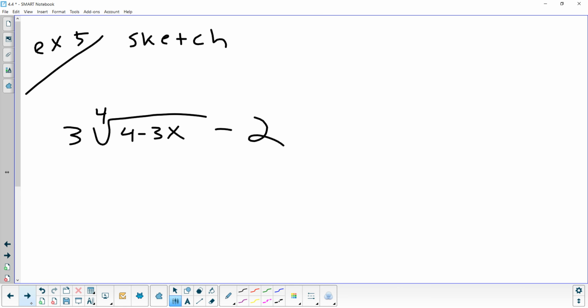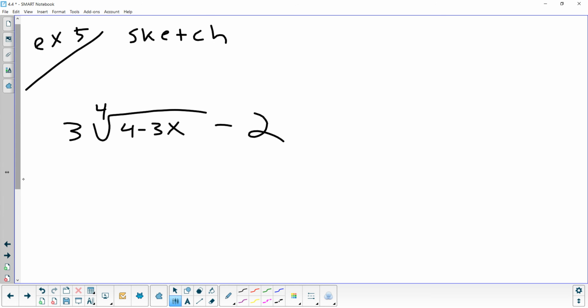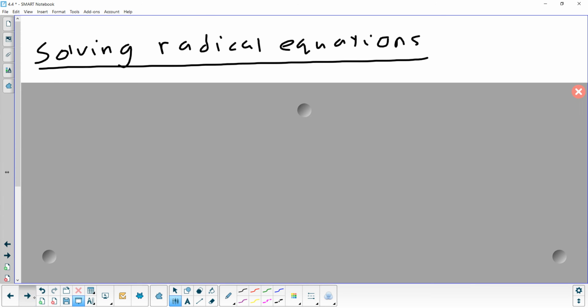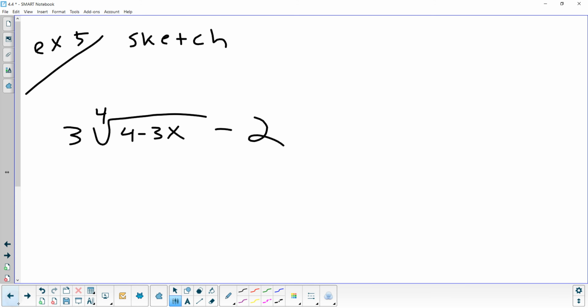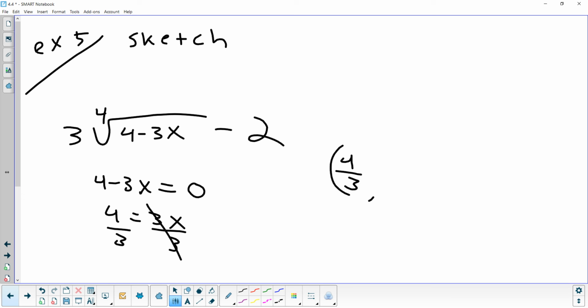Now, with this one, I'm not going to go through the whole thing because I want to make sure we finish up with the last thing, which is just solving radical equations, which is only 2 examples. But with this one, the first step would be you set this equal to 0, getting x by itself. So I get x is 4/3. And is this going to be more of a center point or a starting point? It's going to be a start point, and it's only going to go in one direction.